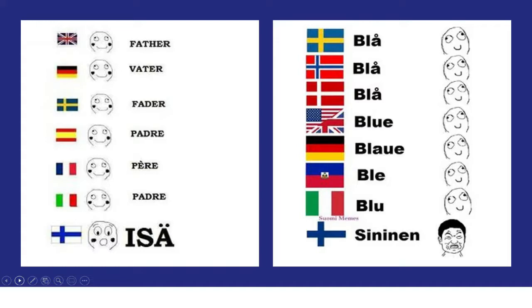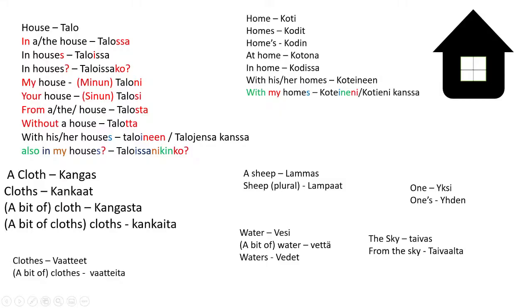But anyway, here we have some examples of these word mutations and suffixes. First, we have talo, the word for house. This word does not mutate, it stays the same, only the conjunctions, the suffixes are added to it. And as you see, the word for house, talo, in or in a house or in the house, it doesn't matter, they're the same word, is talossa.